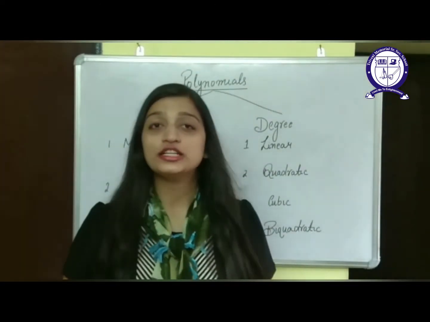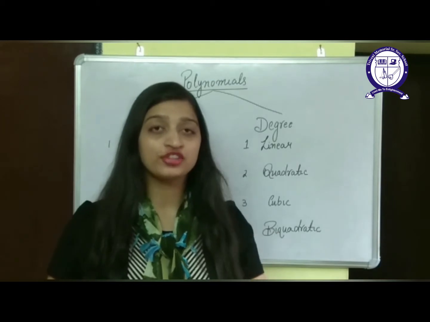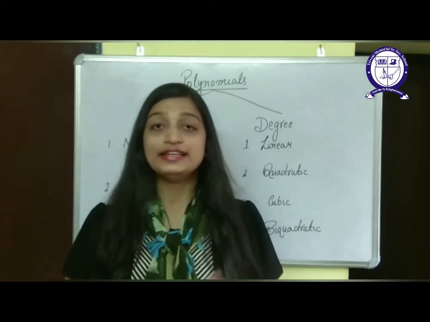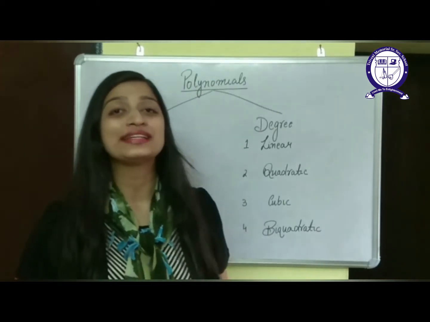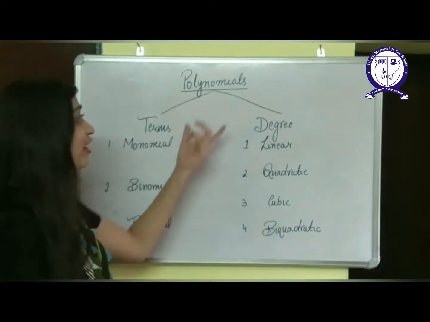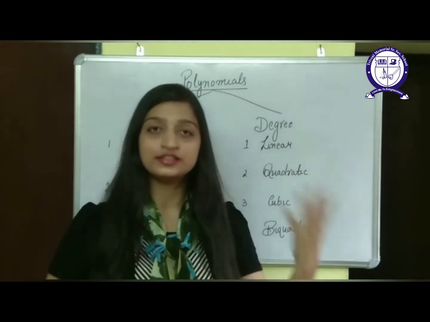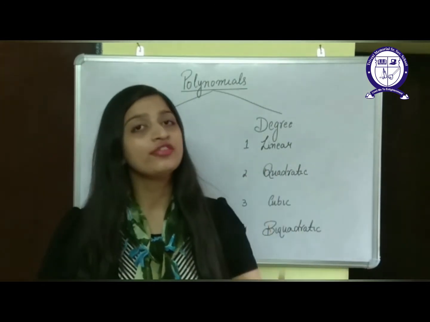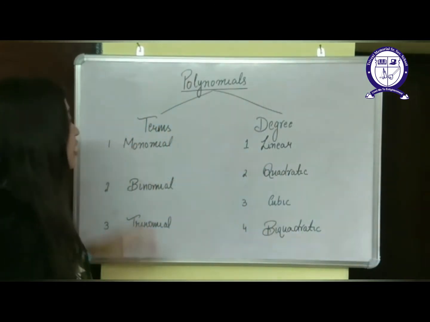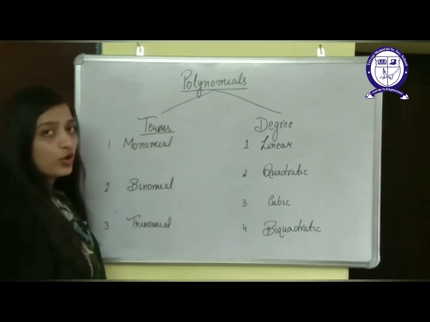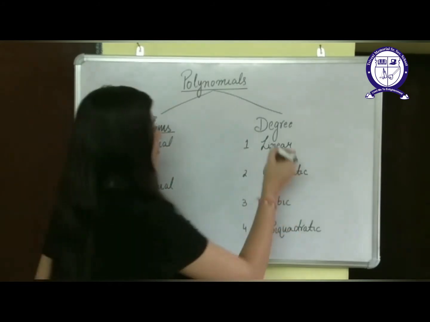Till now we have learned about the definition of term and degree. Now we are going to know about the types of polynomial. The polynomials are divided into two categories, based on terms and on the basis of degree. First, coming to the terms, this is a flow chart of the types of polynomial.